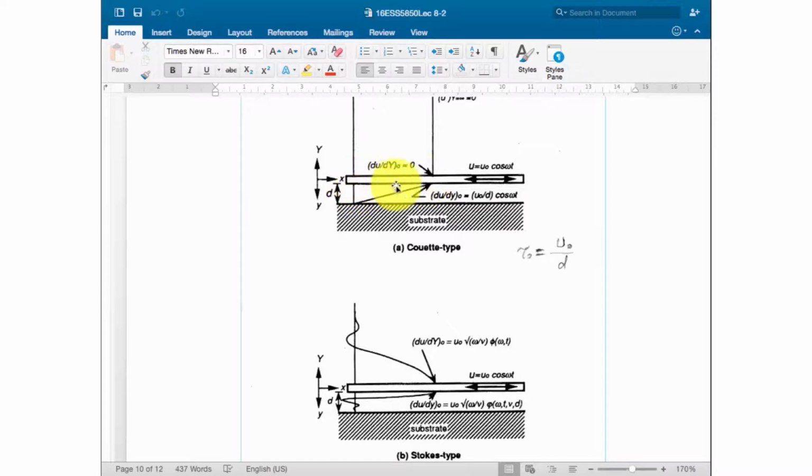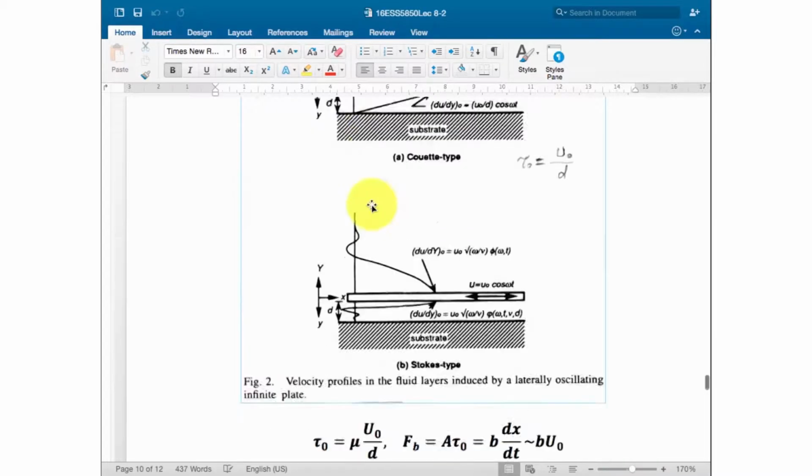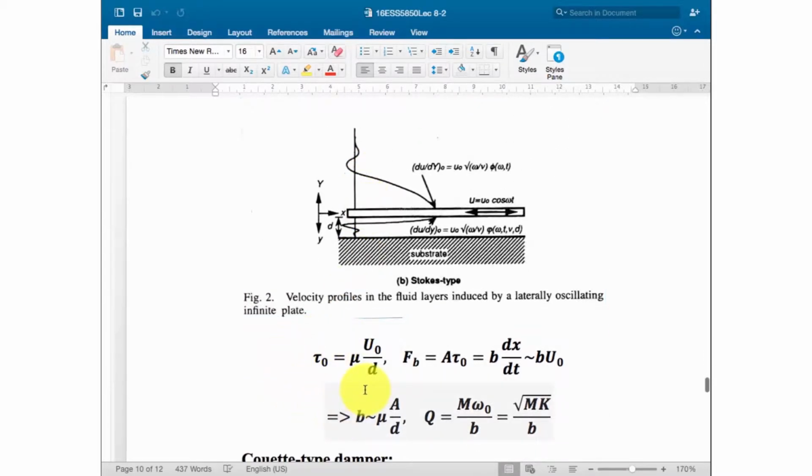So the flow follows the velocity of the plate when the fluid is close to the top plate, but at the bottom, the flow speed is 0. So you get a linear gradient: 0 velocity here, U0 velocity on the top. It's a linear relationship. When you consider the viscous stress generated inside the channel, tau 0 will be equal to mu times U0 over D.